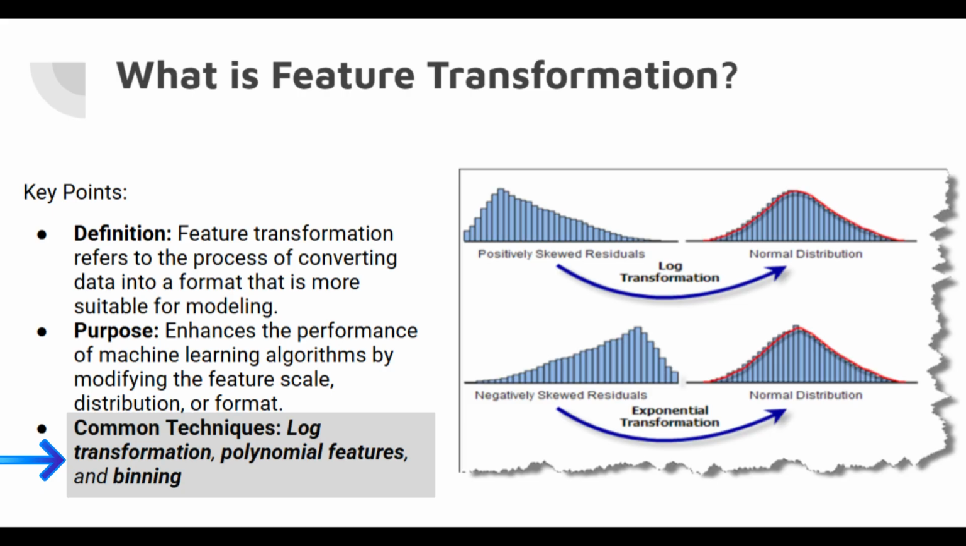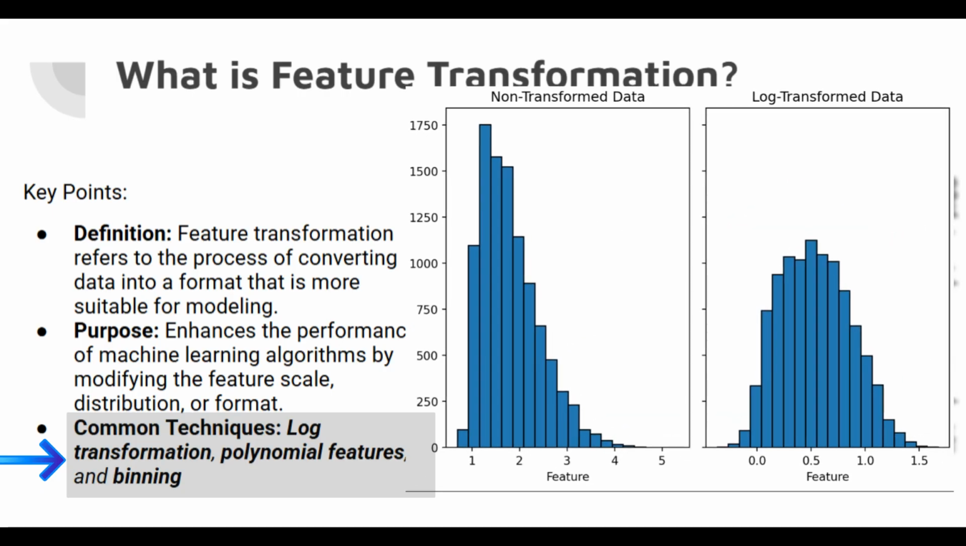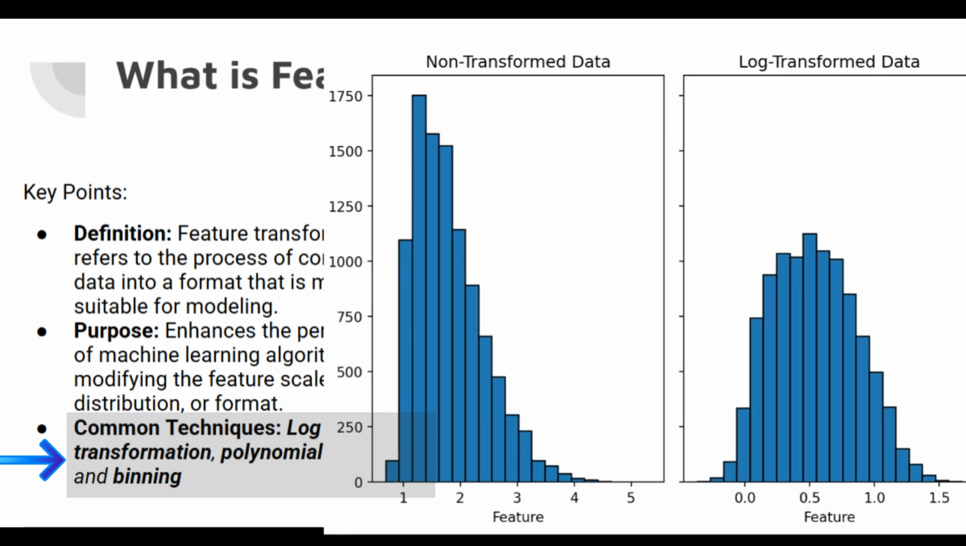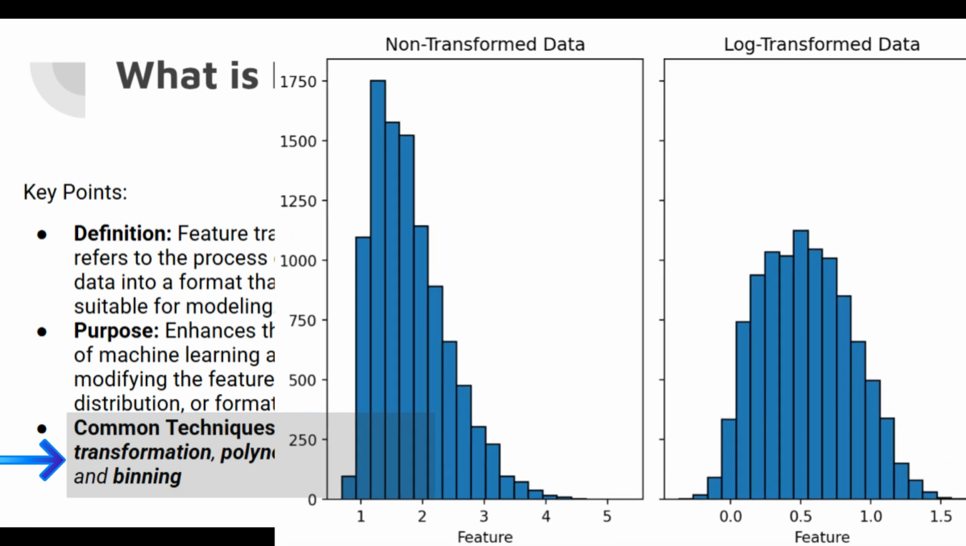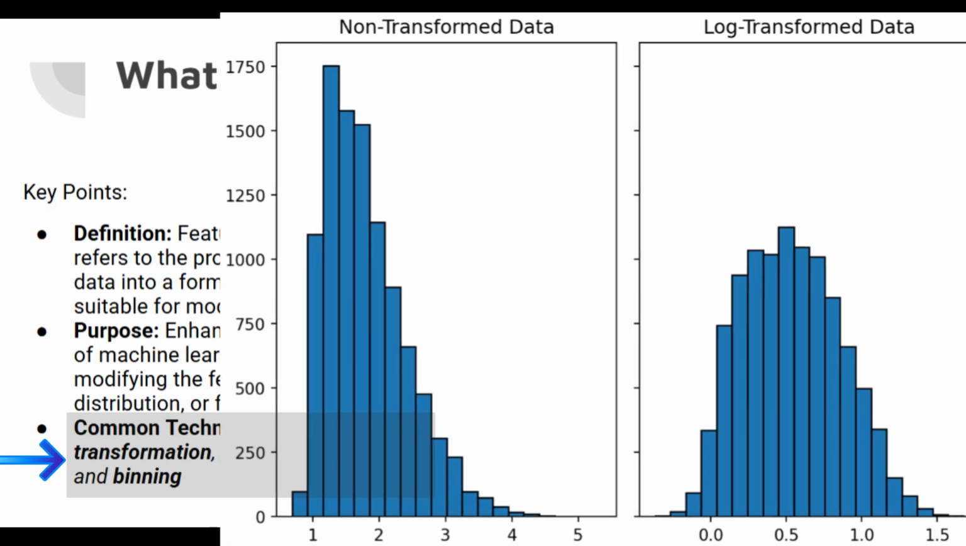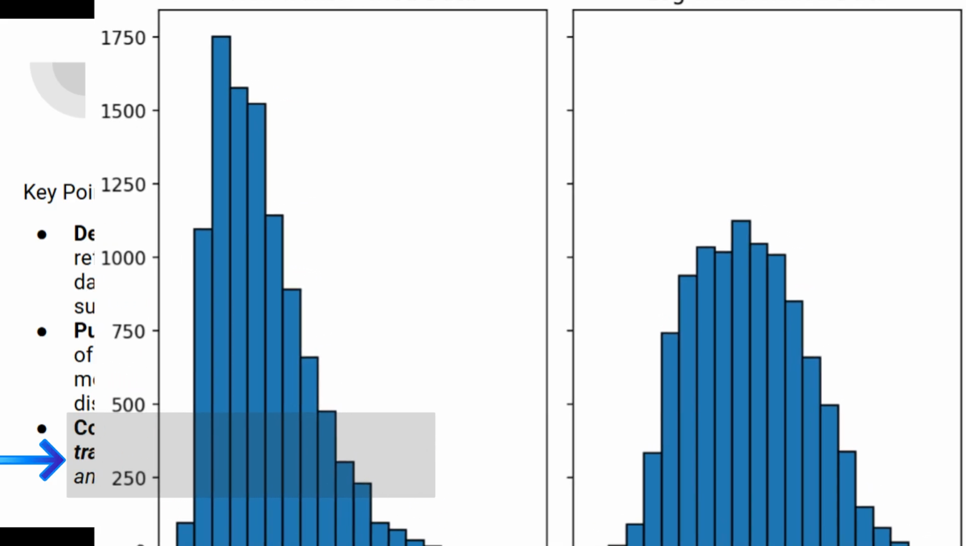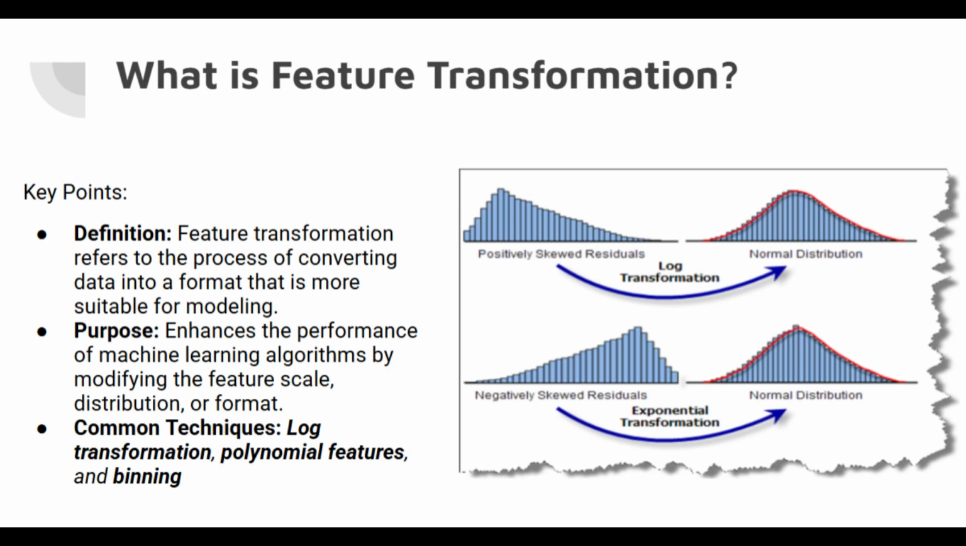Common techniques. Let's look at some common techniques used in feature transformation. Log transformation. This method is often applied to features that are positively skewed. By taking the logarithm of the values, we can pull in the outliers and create a more normal distribution, making the data easier for models to understand.